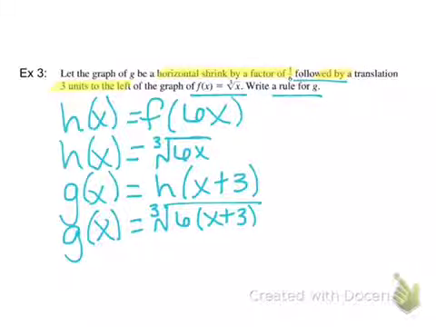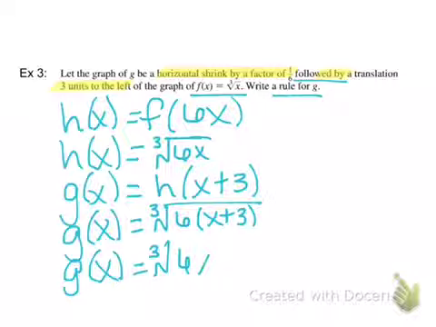Now, I would like for you to do one more thing here. There's a 6 on the outside of the parentheses, so I want you to distribute that. So we get g of x equals the cube root of 6x plus 18. And that's all we have to do on that one, is just write that rule.